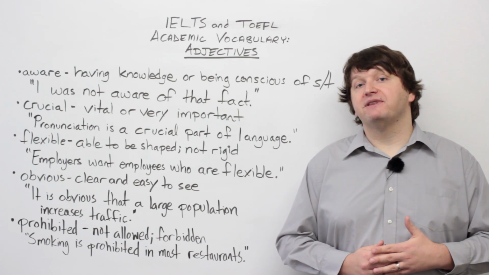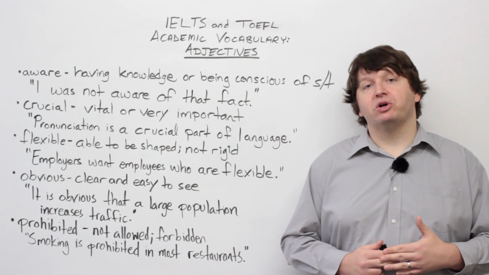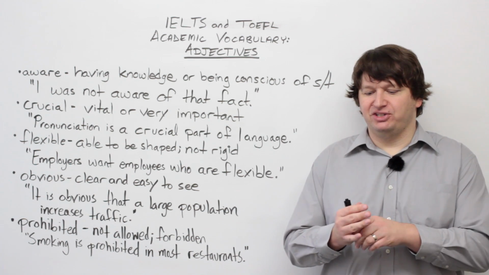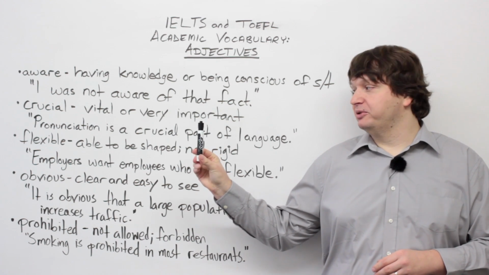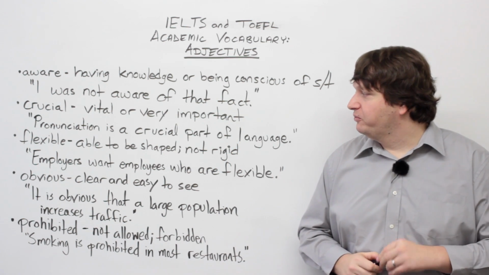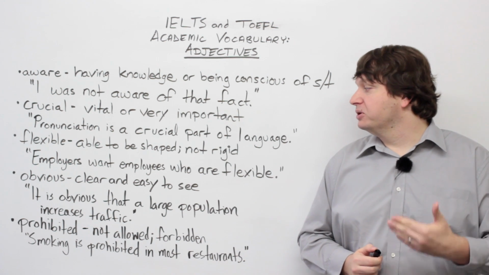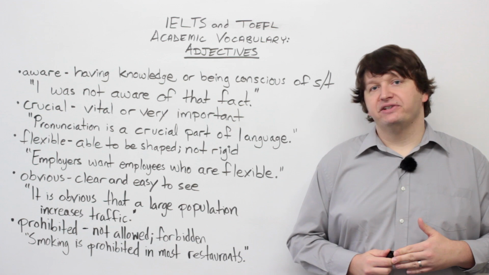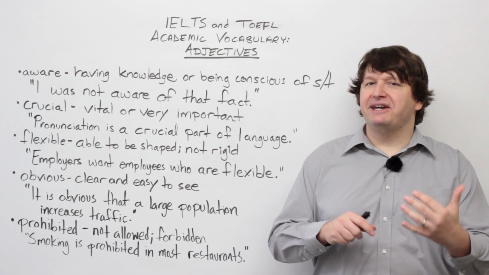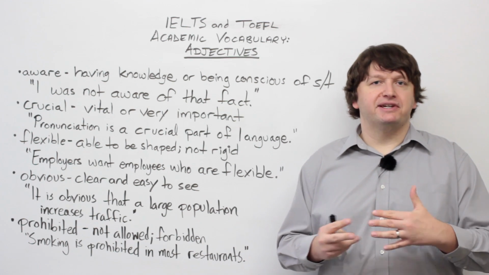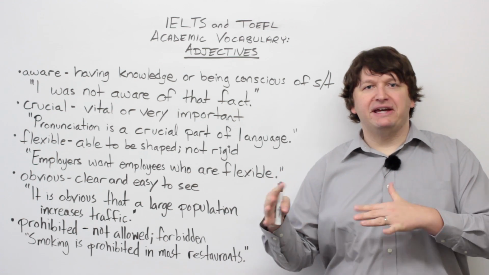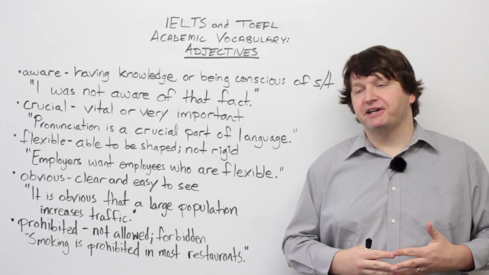The next word we have is flexible. So if you are flexible, or if something is flexible, it is able to be shaped, meaning it's not rigid. Like this would be not flexible, inflexible. I can't really bend this very much. So for example, employers want employees who are flexible. So if you work for a company, your boss probably likes it if you're able to work a variety of hours and you can do different types of jobs. So you have many talents and you're able to move and bend depending on the needs of the company.